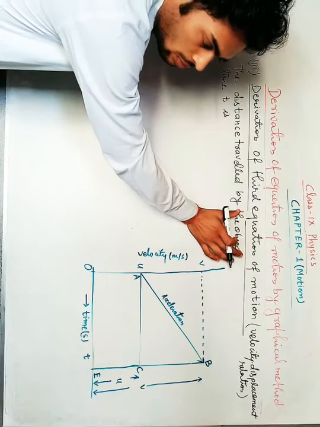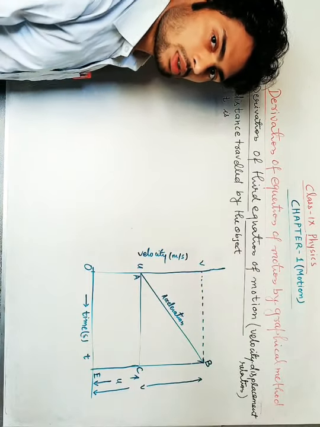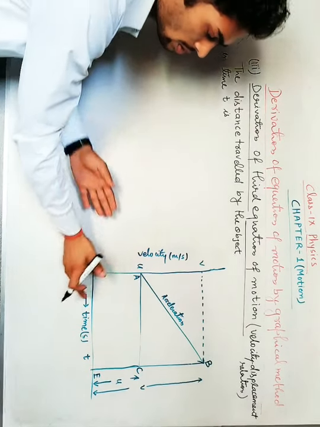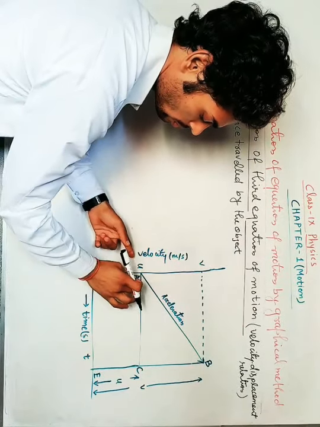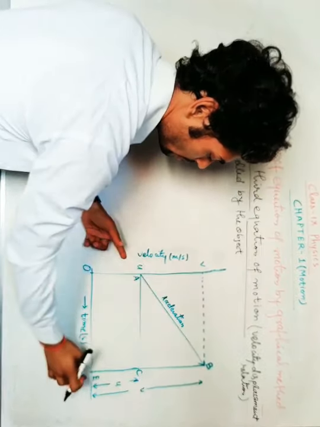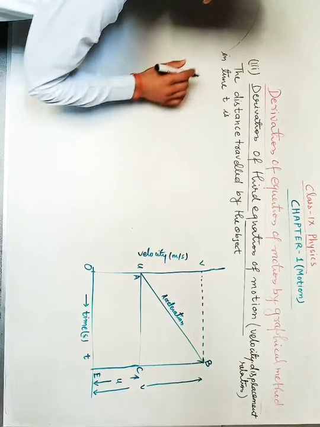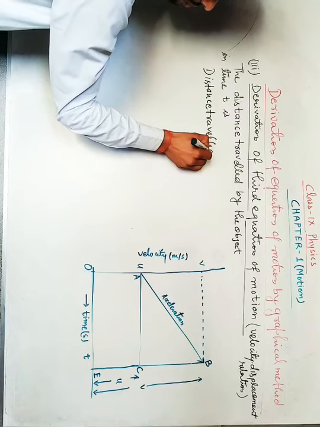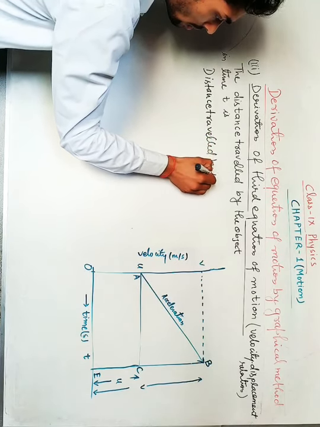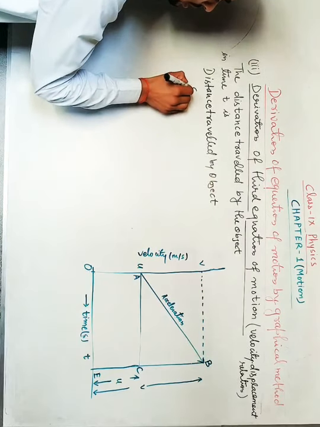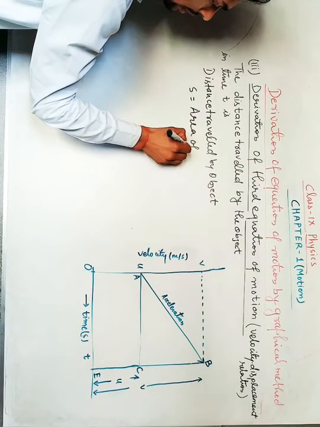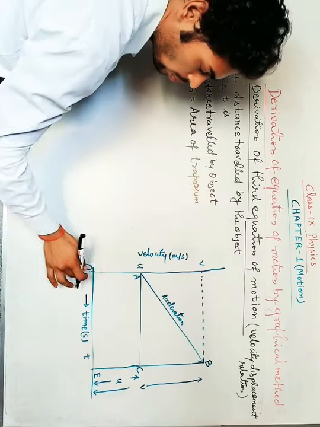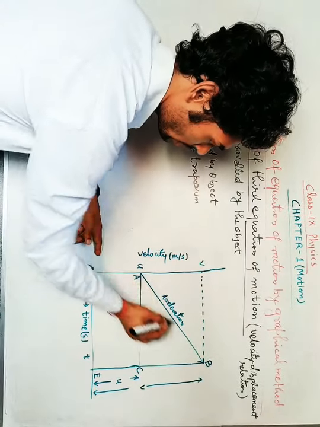Derive the third equation of motion, which is also known as the velocity displacement relation. The distance traveled by the object in time t, from this figure, OABE, is the area of a trapezium. So the distance traveled by the object, s, equal area of trapezium OABE.